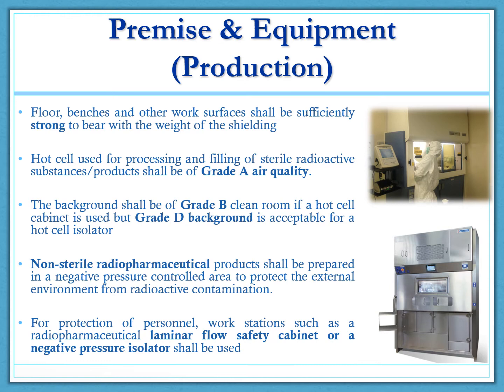And the workstations such as laminar flow, safety cabinet, or negative pressure isolator need to be used for the protection of the personnel, or people call this a primary engineering control.